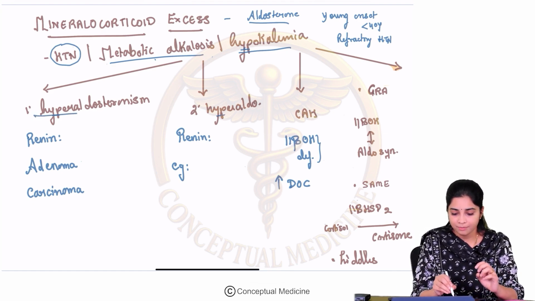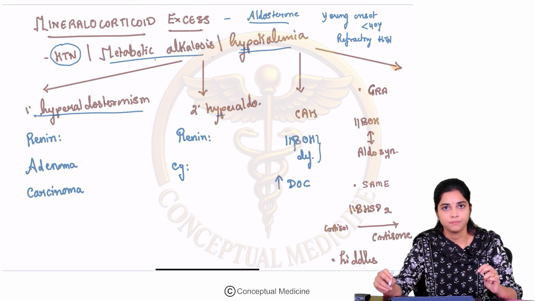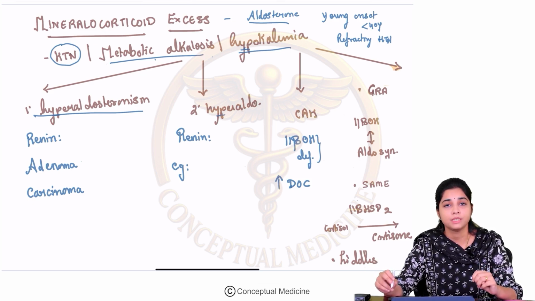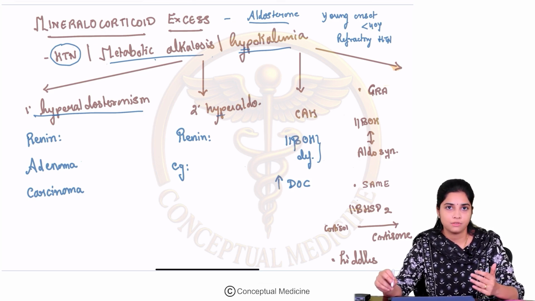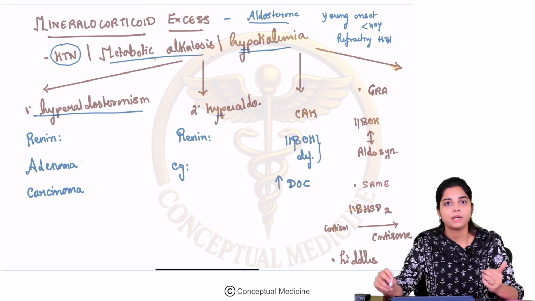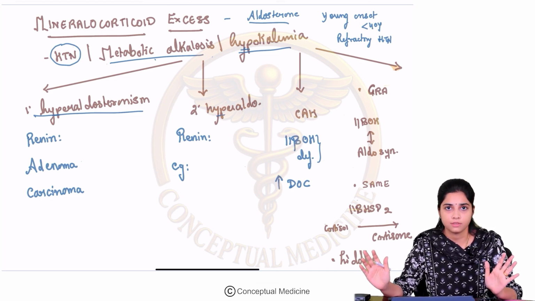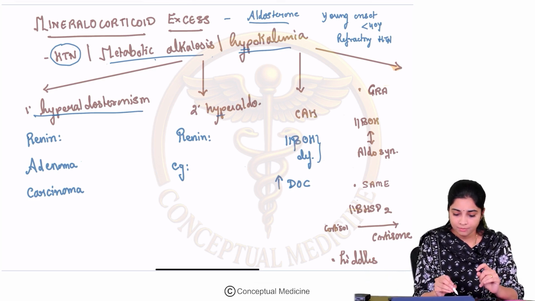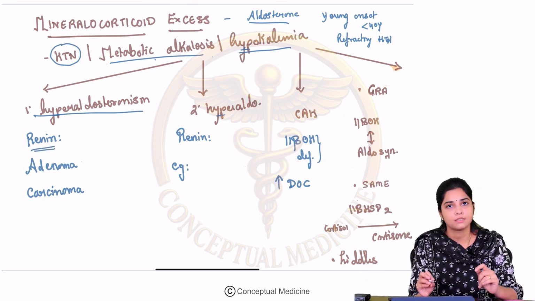So what is primary hyperaldosteronism? Primary hyperaldosteronism means that aldosterone is produced in excess. Where is the aldosterone produced from? We know that aldosterone is produced from the adrenal. Which part of the adrenal? The zona glomerulosa. So any condition where there is excess aldosterone production from the adrenal is called primary hyperaldosteronism. Okay. What happens to the renin levels in these situations?